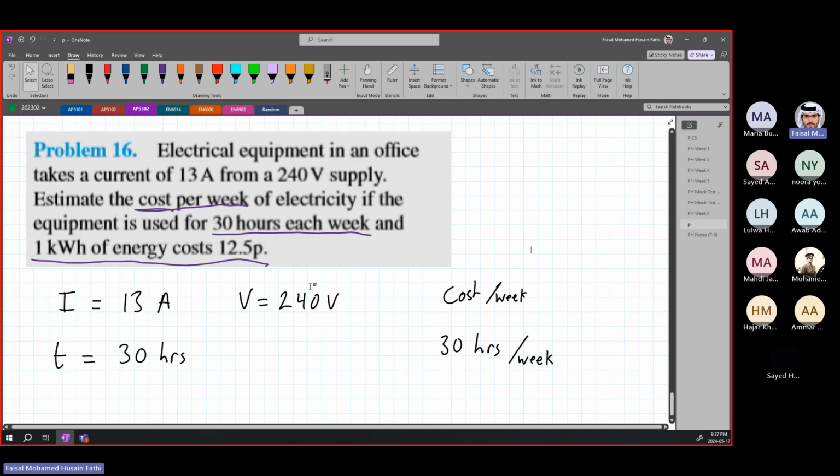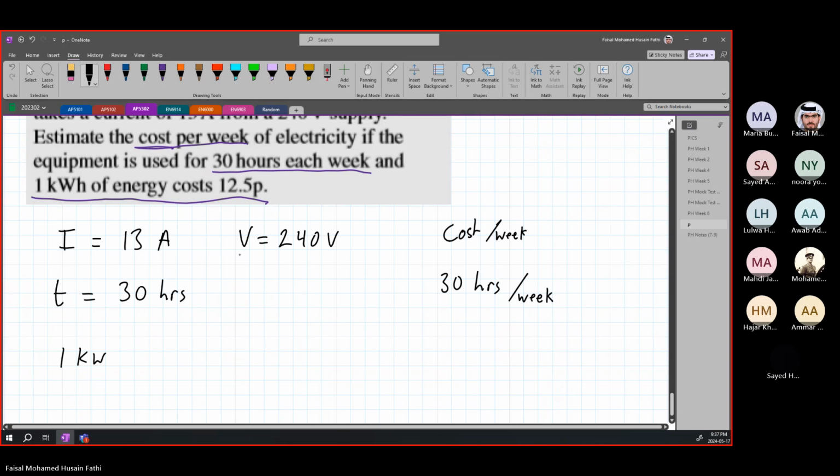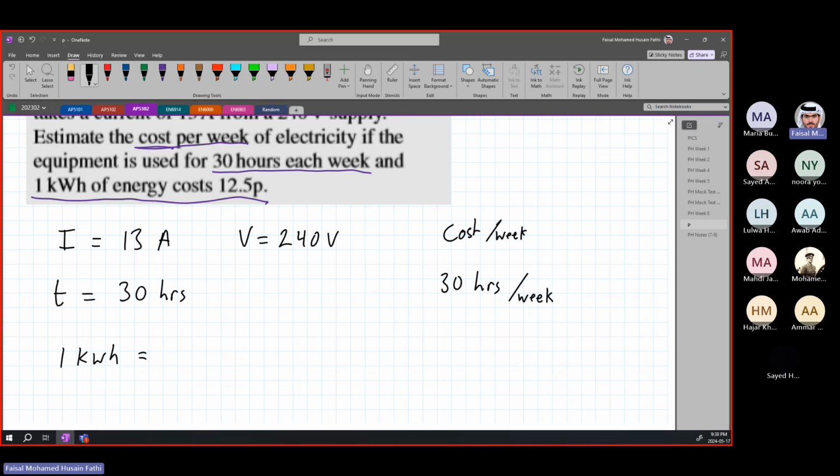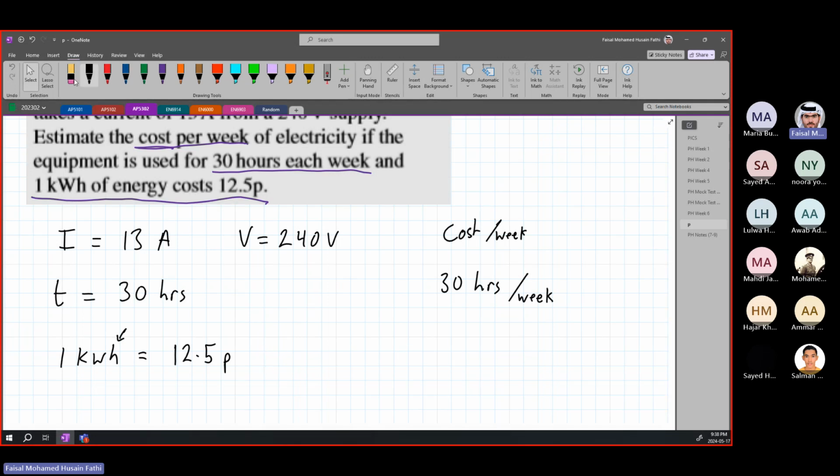And it's also mentioned in the question. 1 kilowatt hour of energy. Notice here it's given in hours already. It costs 12.5 pennies. Okay? So first things first, what do we need to know?